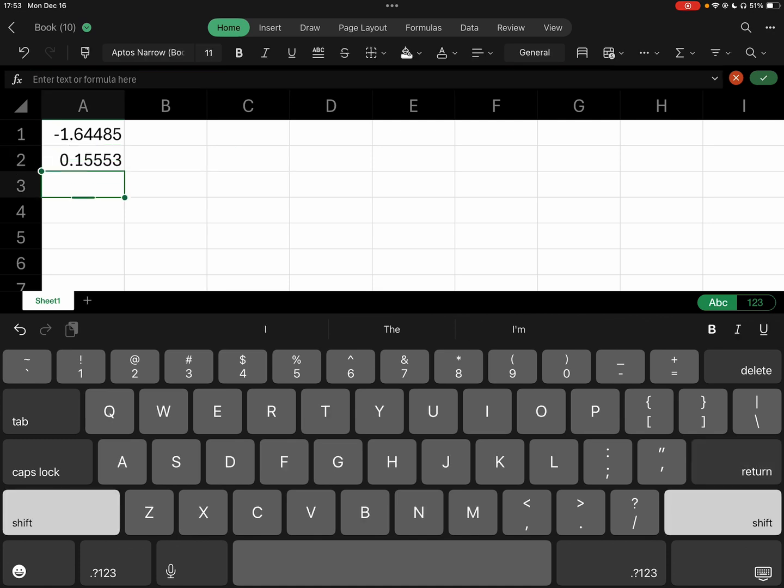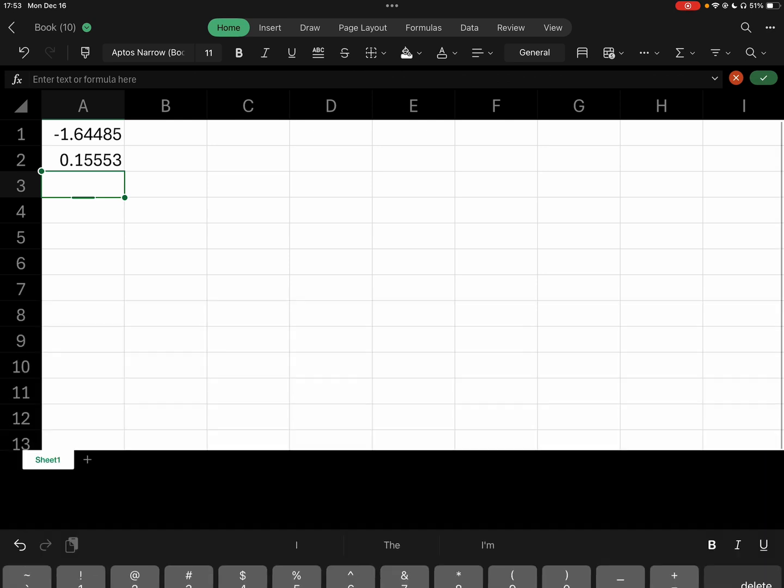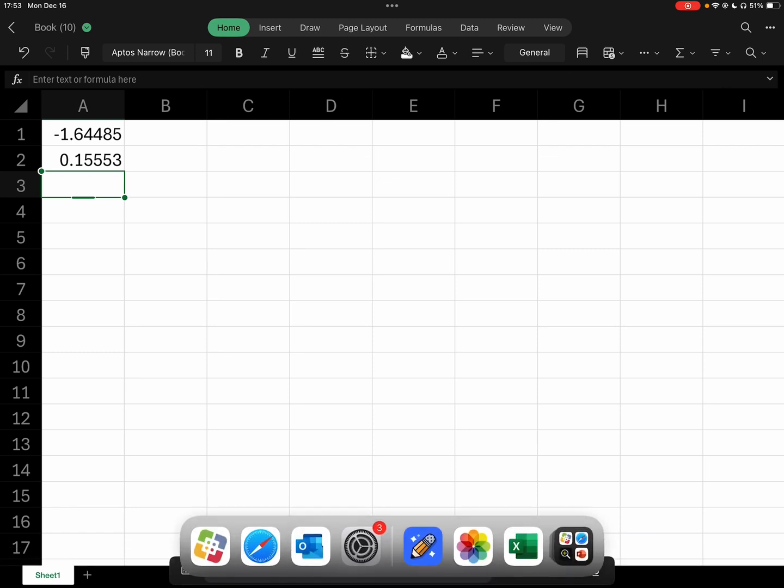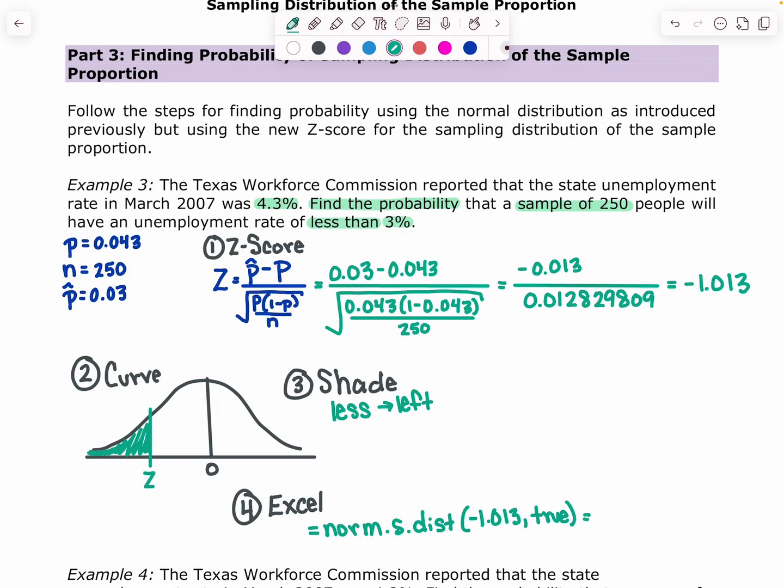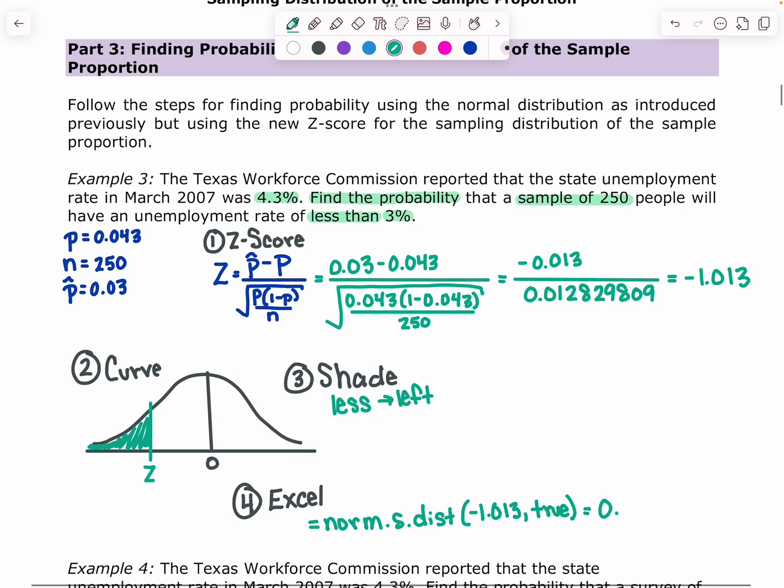0.15555. So about 15.5% is the probability that you would find an unemployment rate of less than 3% if you took a sample of 250 people.